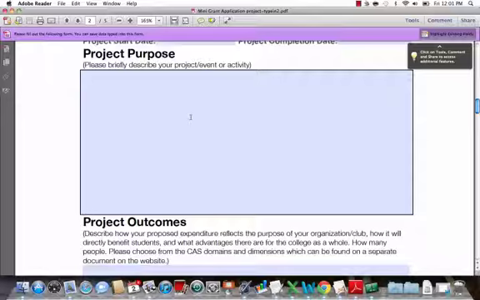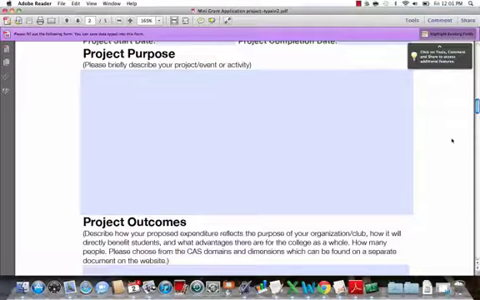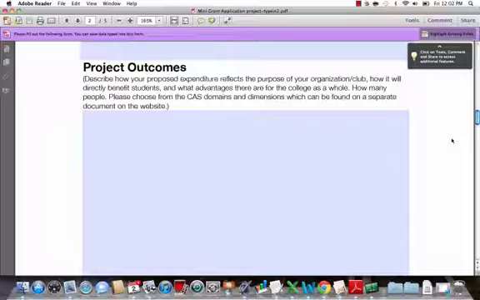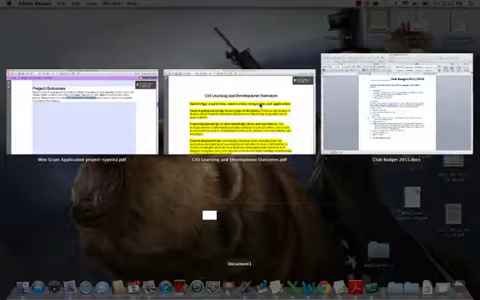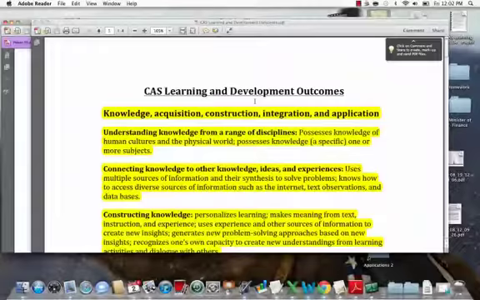And in this section, project purpose, you're going to briefly describe your project. Don't go into too much detail because the rest of this document will provide all that detail I need. Just give me a good idea of what I'm going to be looking at. And then on here, project outcomes, this is very important. This is what we're going to use to look at how this will benefit the college as a whole. And we're going to be doing that by looking at the CAS domains and dimensions, which is a separate document. I'll show it to you right here.